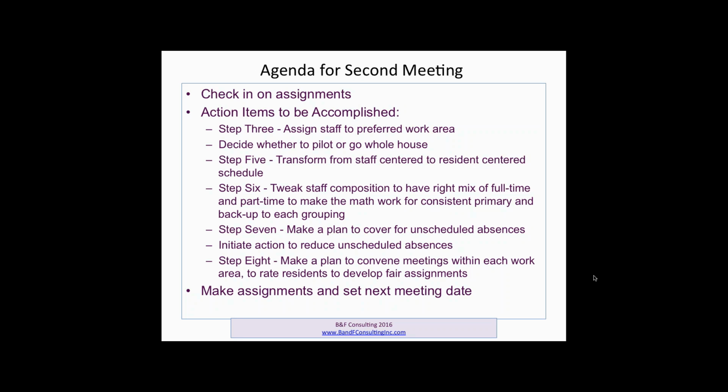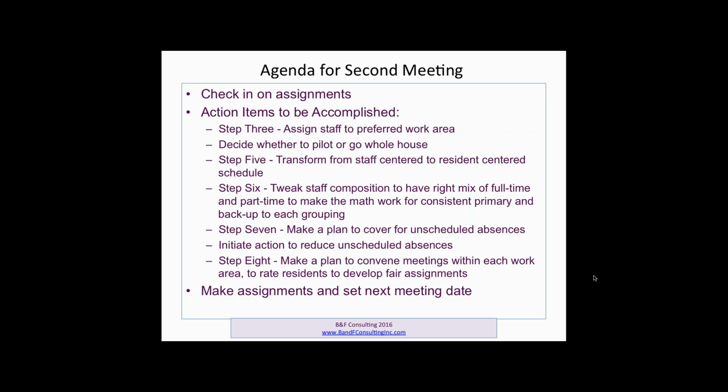These action items include Step 3, assigning your staff to preferred work areas, deciding whether to pilot or go whole house, Step 5, transforming from staff-centered to a resident-centered schedule. Step 6, tweaking staff composition to have the right mix of full-time and part-time. Make the math work for consistency. Step 7, make a plan to cover for unscheduled absences, initiating action to reduce these unscheduled absences. Step 8, make a plan to convene meetings within each work area to rate residents to develop a fair assignment.